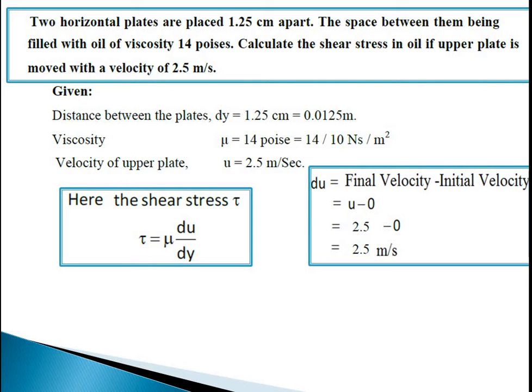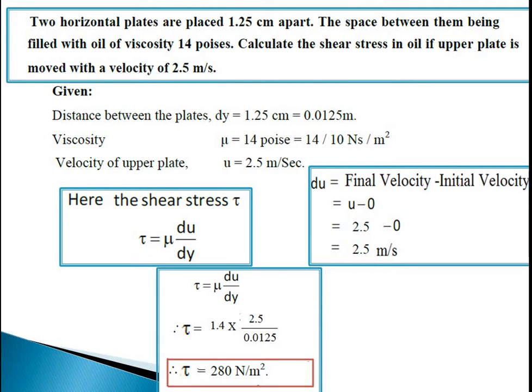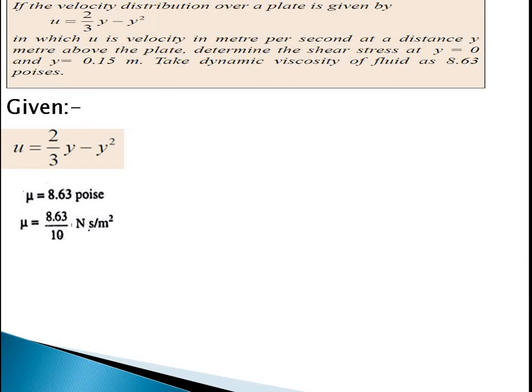Now du is nothing but final velocity minus initial velocity. Since initial velocity is considered as 0 and final velocity is given as 2.5 meter per second, du is nothing but 2.5 meter per second. Putting these values in equation of stress, shear stress tau can be given as mu, which is 1.4, into du, which is 2.5, divided by 0.0125. So tau, that is shear stress required for the movement, is nothing but 280 Newton per meter square. So by this it is possible to calculate the shear stress.